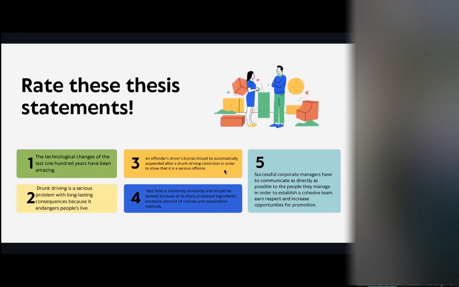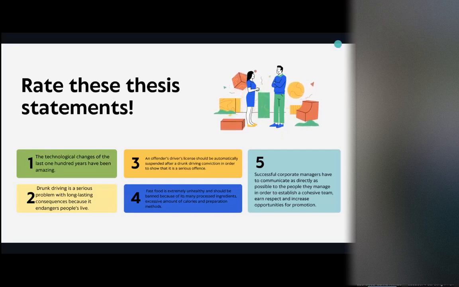The fourth one, we've talked about this, so we all know this is an example of a good one. Fast food is extremely unhealthy and should be banned because of its many processed ingredients, excessive amount of calories, and preparation methods. So in here, you can find the three things: processed ingredients, excessive amounts of calories, and preparation methods.